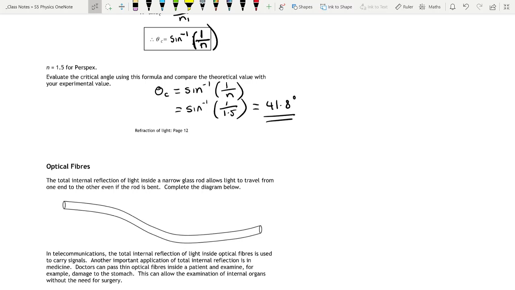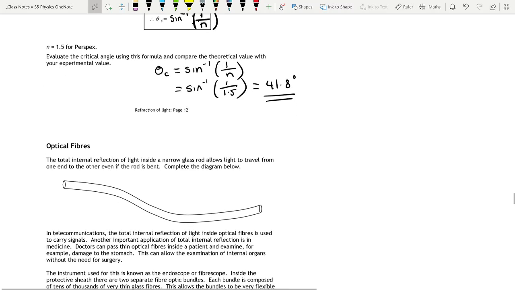Optical fibres use total internal reflection to pass signals down a glass rod. Total internal reflection of light inside a narrow glass rod allows light to travel from one end to the other, even if the rod is bent. It says complete the diagram below. All it wants you to draw in is basically reflection along the glass, total internal reflection. So light goes in, none of it gets refracted out, so none of it gets wasted, and it comes out the other end.